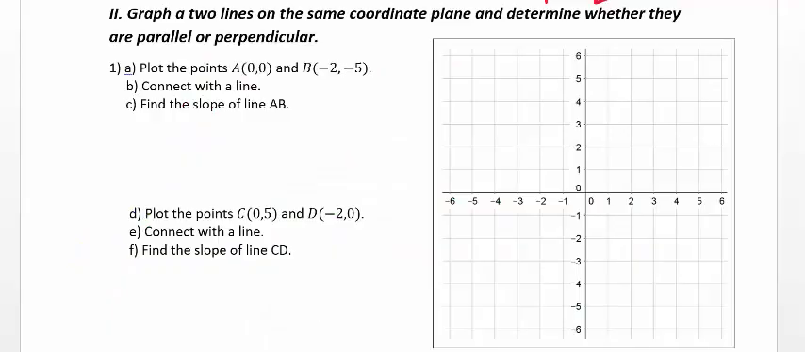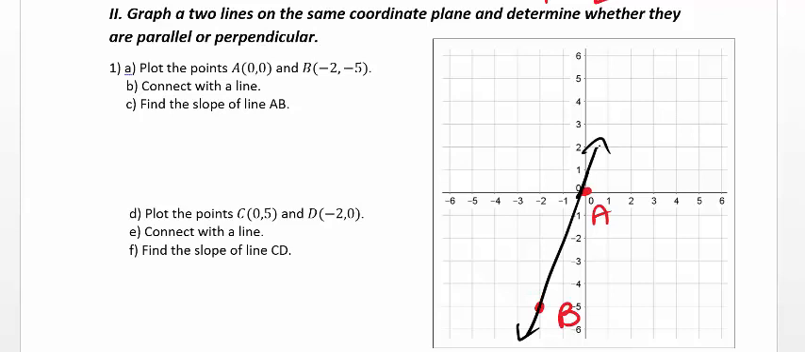In part 2, we want to graph two lines on the same coordinate plane and then determine whether those lines are parallel or perpendicular. And we can do that by looking at them, but also we're going to compare their slopes. So first I'm going to plot the point (0, 0), and I'm going to call that A. And then (-2, -5), that means left 2, down 5, and that's going to be our B. And then I'm going to take my straight edge and connect those points.